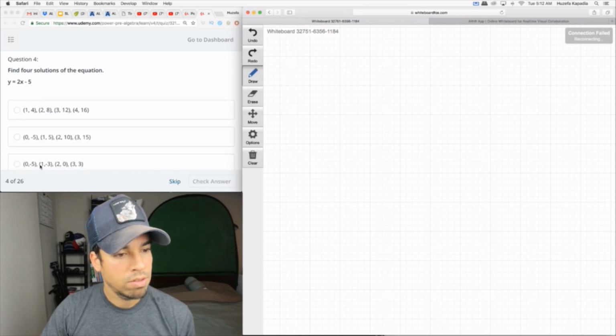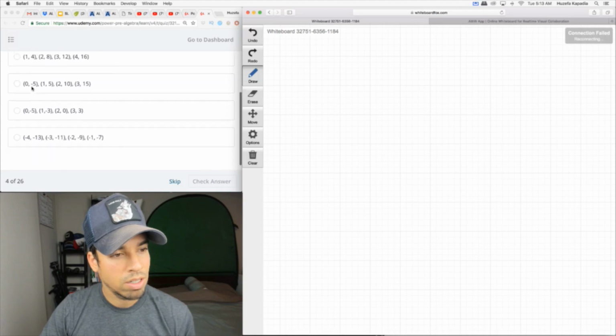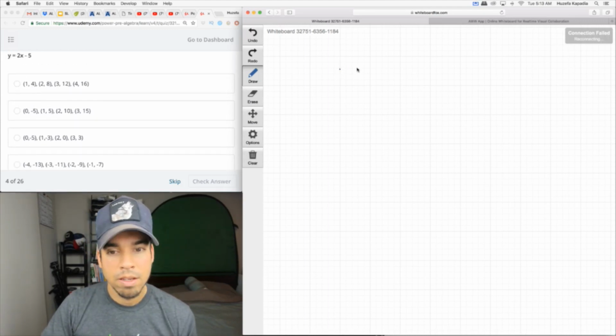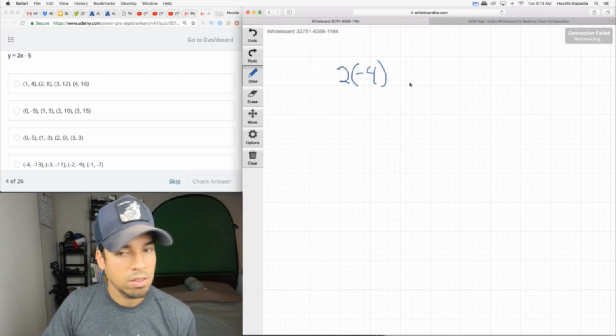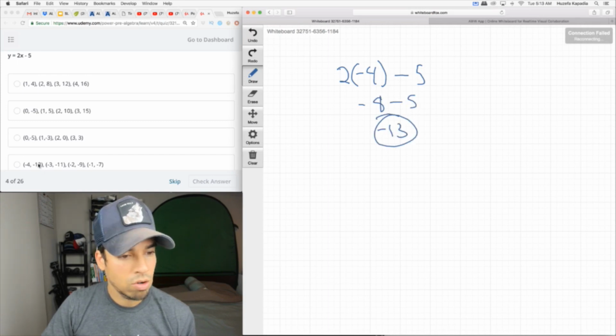0, negative 5, yes, that's fine. 1, negative 3, yes. 2, 0, no, because you plug in 2, you get 4 minus 5, which is negative 1, so that doesn't work. This one has to be the right answer, and I'll write them out now. First we're plugging in negative 4 for x. We should get negative 13, that's negative 8 minus 5. And we get negative 13, and that's what they show right here.